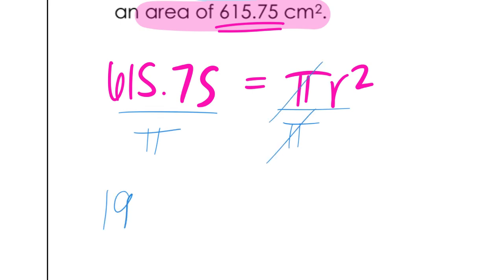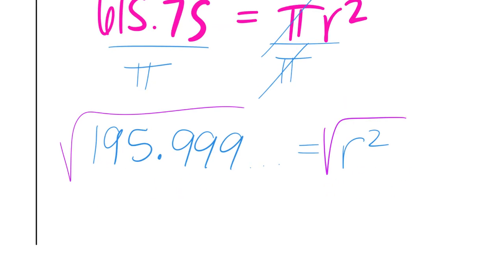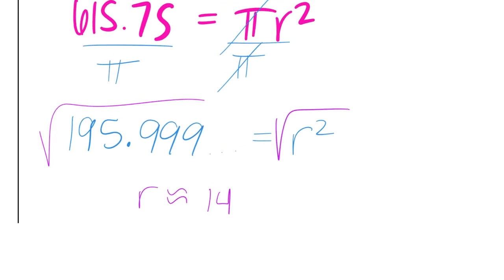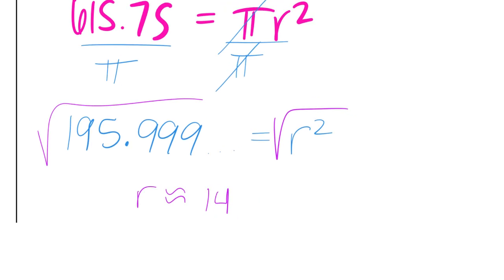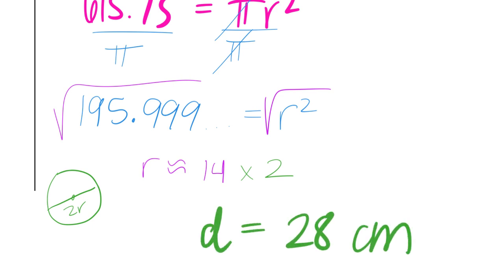It should be about 195. Again, it's going to have lots of decimals, right? Just leave them all in your calculator. Then we can square root both sides, and you should be getting approximately 14, but they want the diameter, right? So remember, in a circle, a diameter is just 2 times the radius. So you're just going to times this by 2. So the diameter would equal 28 centimeters.